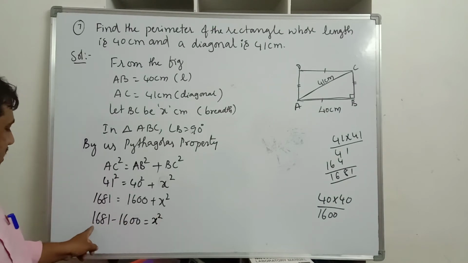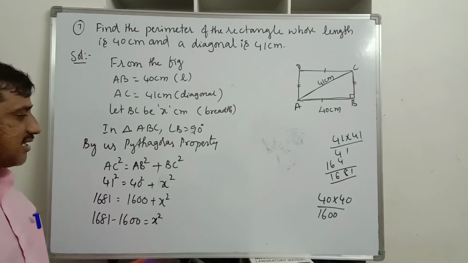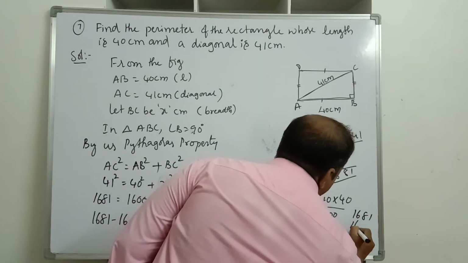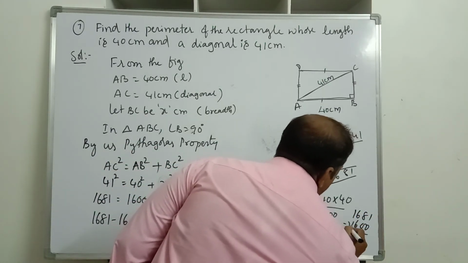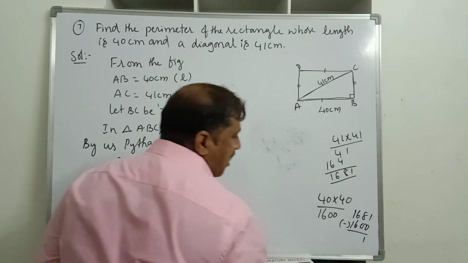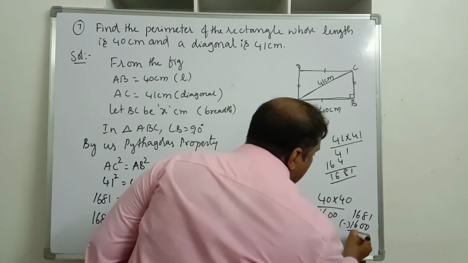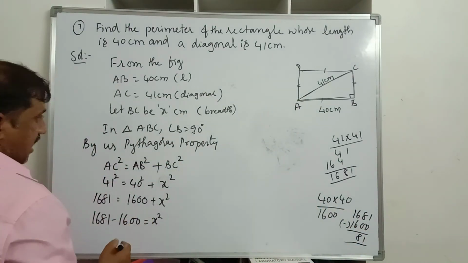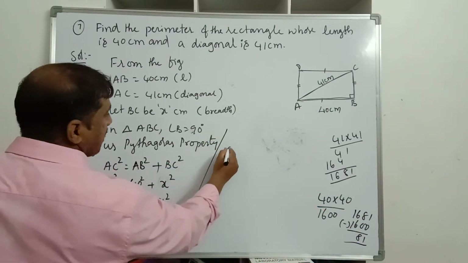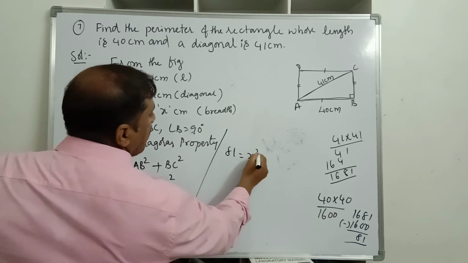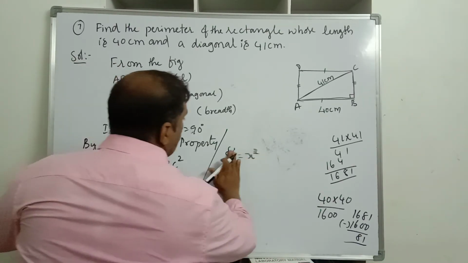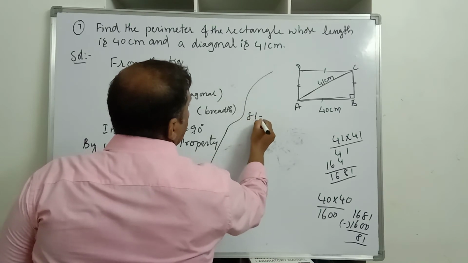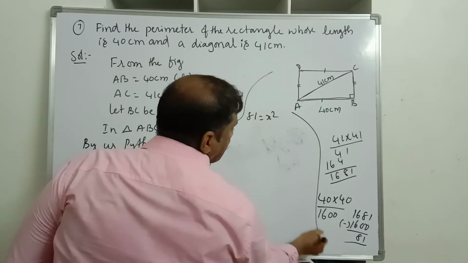So how much will we get? 1681 minus 1600. Subtraction. 1 minus 0, it is 1. 8 minus 0, it is 8. 6 minus 6, 0. 1 minus 1, it is 0. So what we get? It is 81. So therefore, 81 is equal to x square. You can write above, 81 is equal to x square we got.